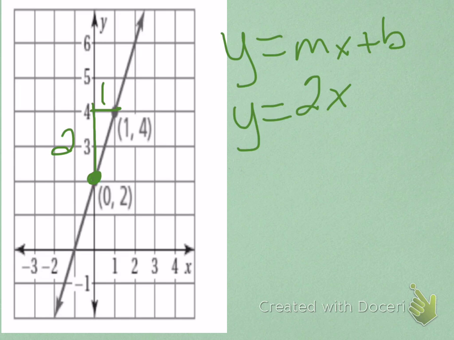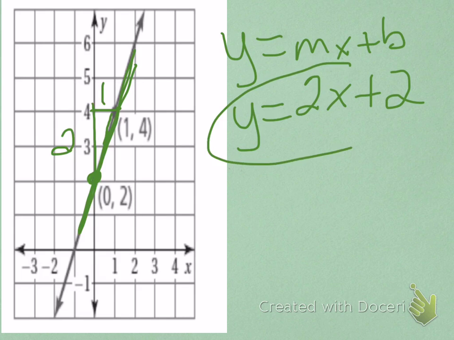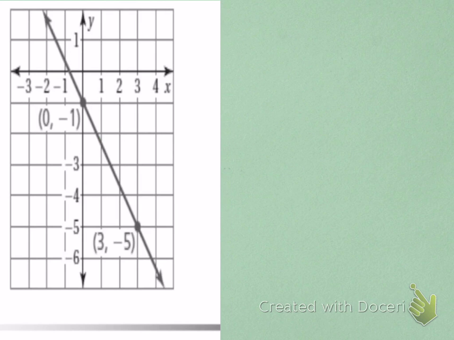Now we're going to see what our y-intercept is. So you see where the line hits the y-axis at (0, 2). So my y-intercept, or my b, is plus 2. So this is the equation of that line: y equals 2x plus 2. Let's try another one. So I'm always writing my form down.